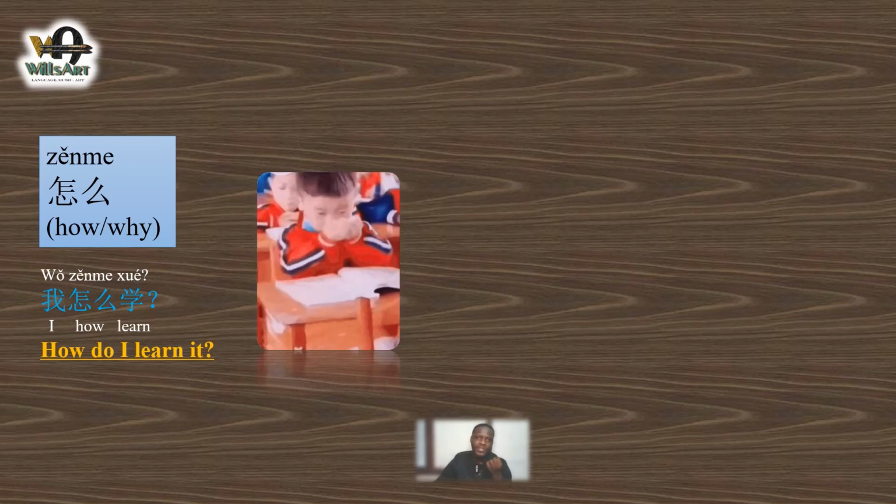怎么 means how or why. This is used to ask about the way or manner in which things are done. It can also be used to ask for the reason of something, indicating surprise. For example, 我怎么学? 我 means I, 怎么 means how, and 学 means to learn. 我怎么学, which means how do I learn it? Or how do I study it?